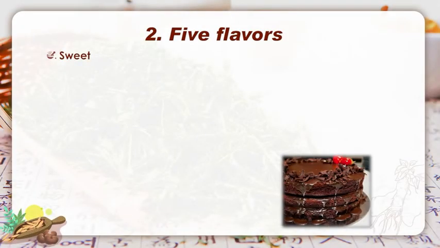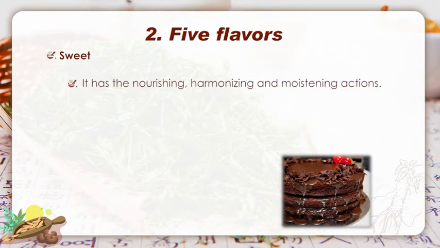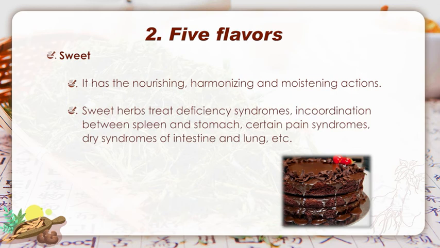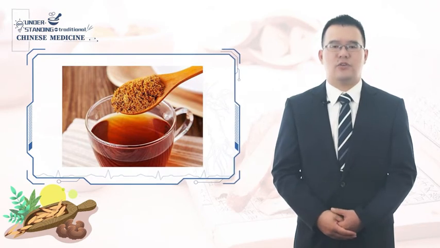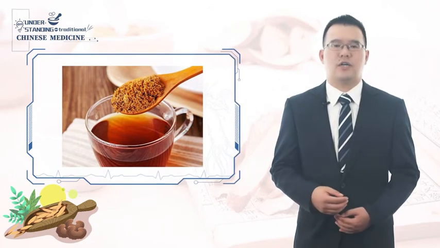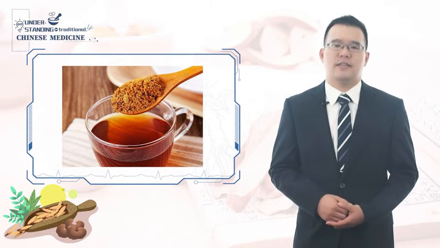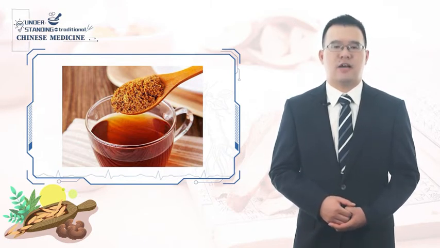Sweet is a pleasant flavor, which has nourishing, harmonizing, and moistening actions. Sweet herbs treat deficiency syndromes, disharmony between spleen and stomach, certain pain syndromes, dry syndromes of intestine and lung, etc. In China, women with dysmenorrhea usually take hot, sugary water to relieve the pain. That's the harmonizing function of it.